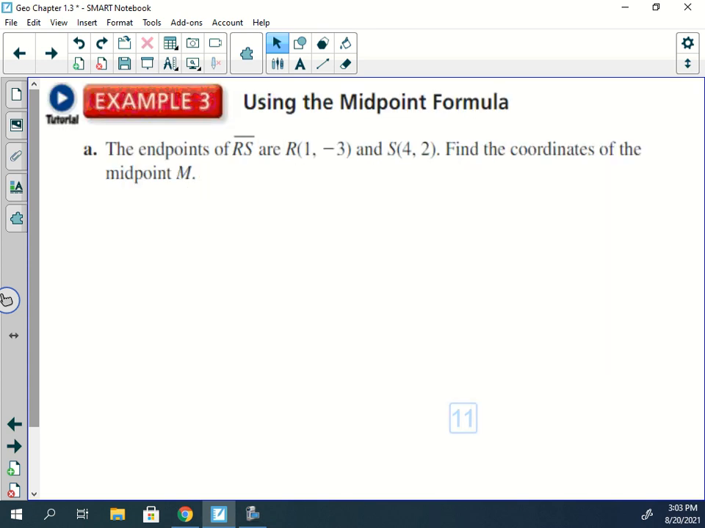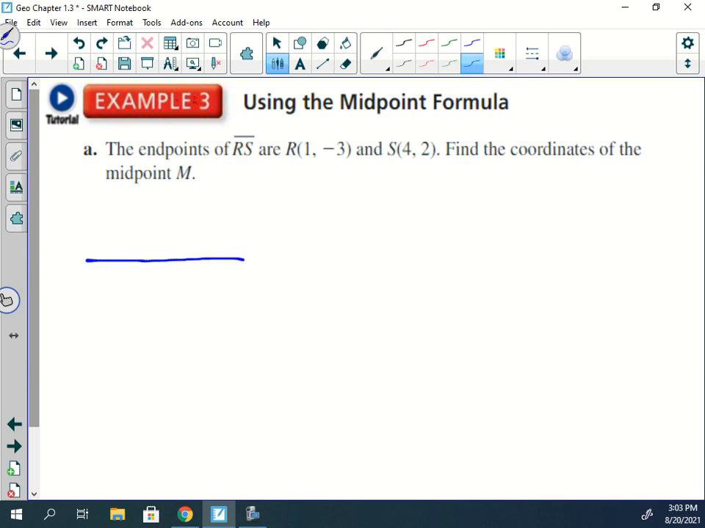So when we look at this here, we want to find the midpoint of line RS. In example 3, the endpoints of RS are R, which is at 1, negative 3, and S, which is at 4, 2. If we want to find the midpoint of this line, we utilize this formula. To find the x value of the midpoint, we take x1 plus x2 and divide by 2. To find the y value of the midpoint, we take y1 plus y2 and divide by 2. Yes, ma'am.